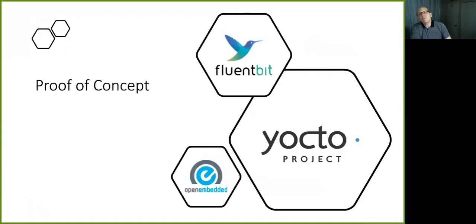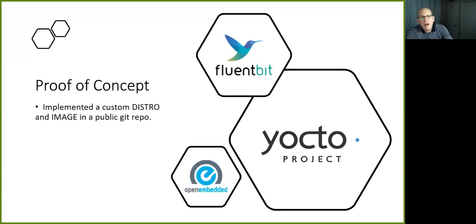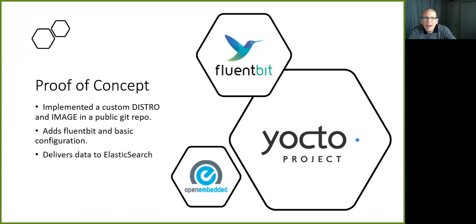So the proof of concept, obviously, is FluentBit and Yocto, as we've been discussing. I've implemented a custom distro and a custom image in a public Git repository. It's pretty straightforward. It's basically just Yocto's core image with a couple extra packages and some configuration for FluentBit. And it is set up to deliver to an Elasticsearch instance, which can then further be visualized in Kibana. So let's take a look at how that works.